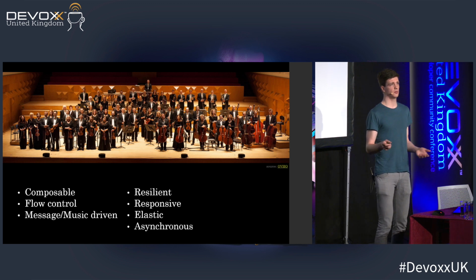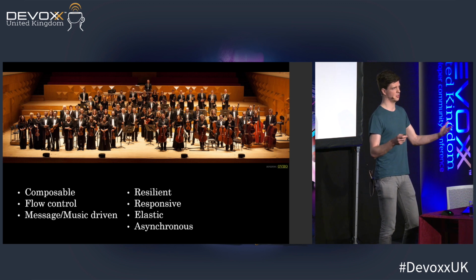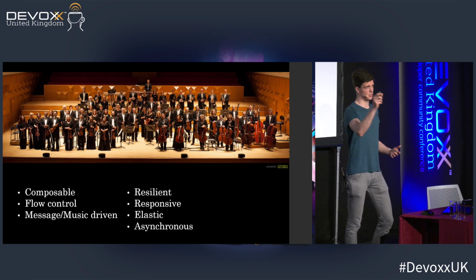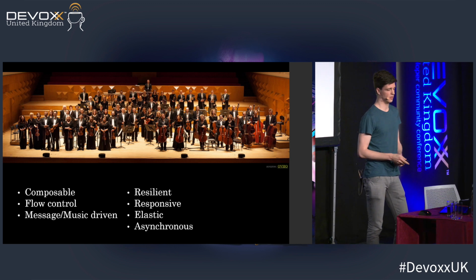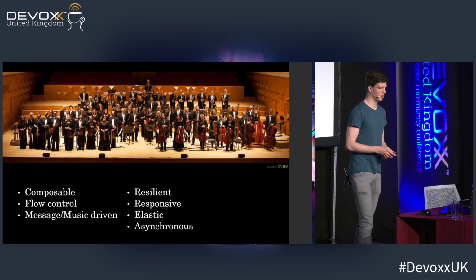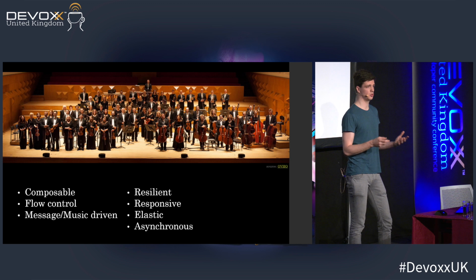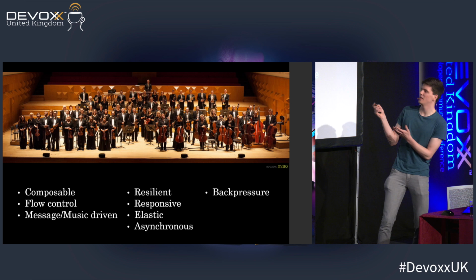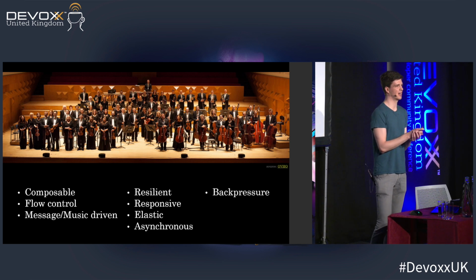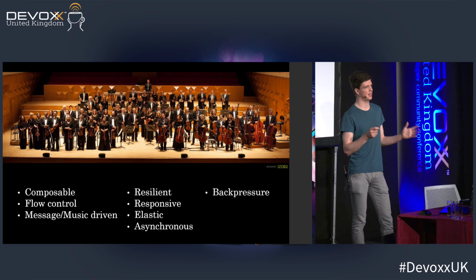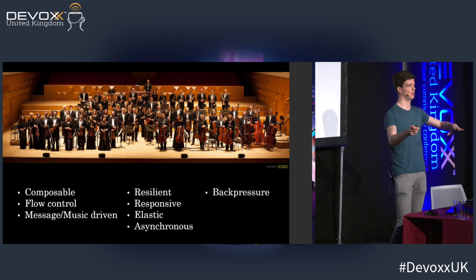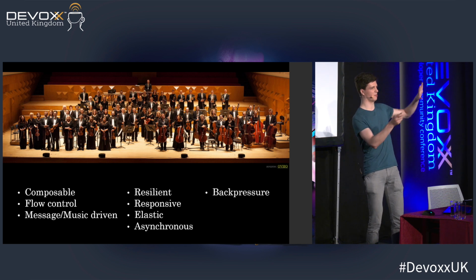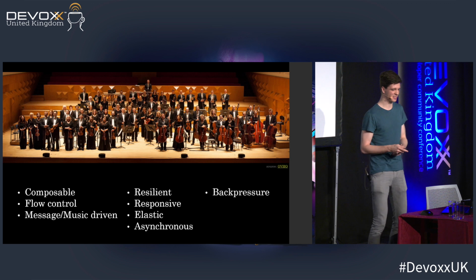It's asynchronous, which means they all read the sheet music in their own time, and they decide when they're going to play, and they all decide when they're going to respond to the stick the director is waving, but they choose to do so when they want to. This was the hardest one to map on an orchestra, actually. Back pressure, which is basically telling the stream you're sending too much, can you slow it down a little bit? With an orchestra, it's kind of like the audience walking away because they hate your performance. Something like that, I imagine.